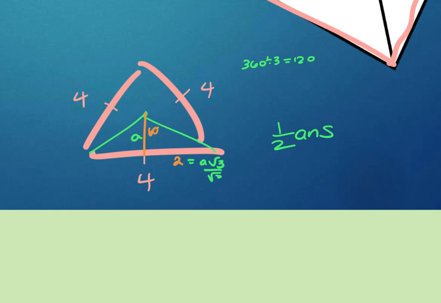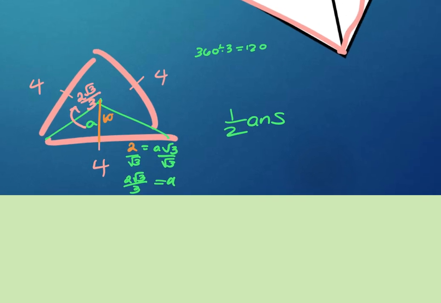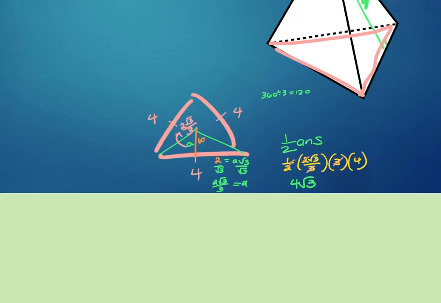I'd have to divide both sides by root 3. I'd get A equals 2, and I'd rationalize it, root 3 over 3. And that's the apothem. So then I'd get 1/2 the apothem, 2 root 3 over 3, the number of sides, which is 3, and the length of each side, which is 4. The 1/2 and the 2 cancel, the 3's cancel, and my area is 4 root 3, my base area.